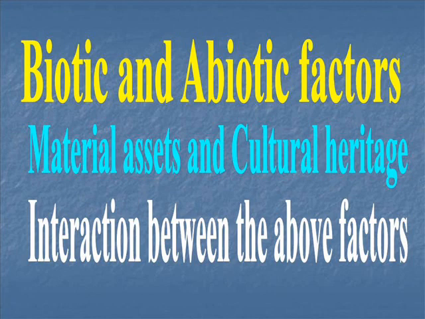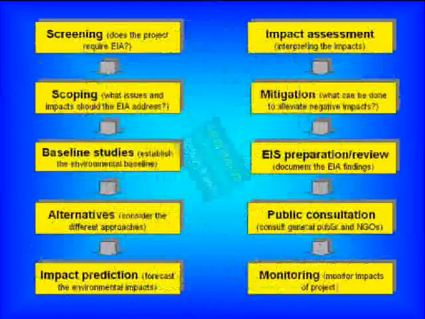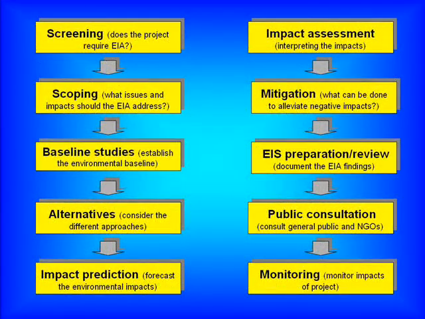EIA or Environmental Impact Assessment involves various steps. The first step of environmental impact assessment is screening, followed by finding the issues and impacts to be addressed. Then the environmental baseline is established, following which different approaches or alternatives are also accounted. The environmental impacts are predicted and interpreted.